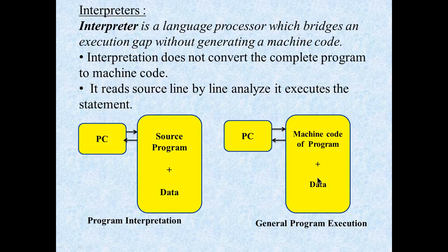If in this general program execution there are some errors, those are analyzed during the compilation process and errors are indicated before execution. But in case of interpretation, the source program is analyzed line by line, and if there is an error, the execution is stopped in between and the error is indicated. This is how the interpretation process works.